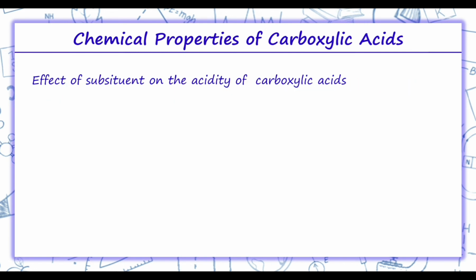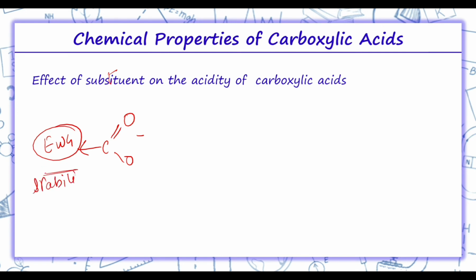Now, moving on to the next concept, which is the effect of substituents on the acidity of carboxylic acids. Now, we have a carboxylic acid, like this carboxylate ion. If an electron withdrawing group is attached over here, this electron withdrawing group stabilizes the carboxylate anion and thus strengthens the acid.